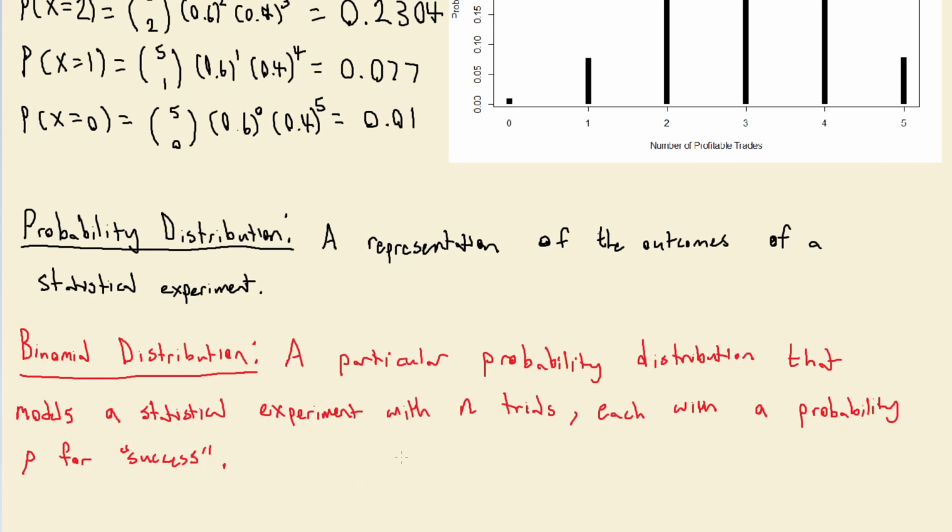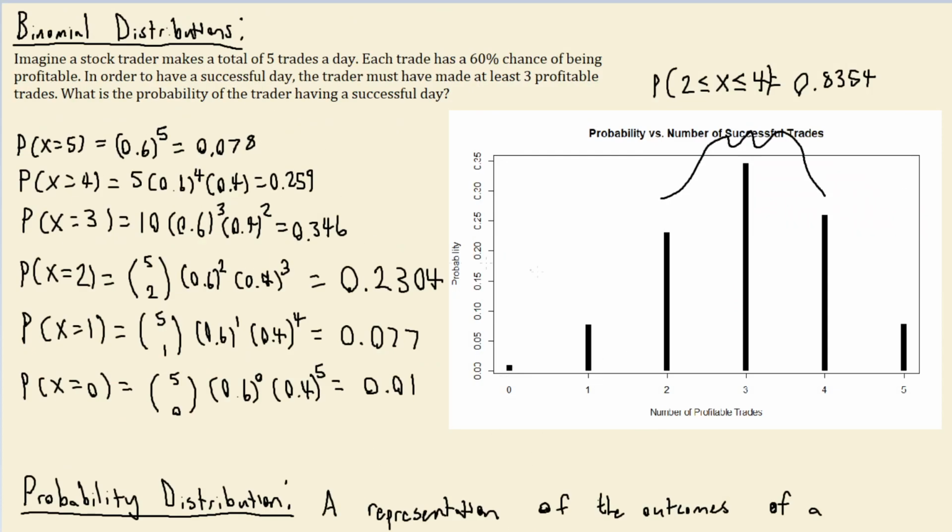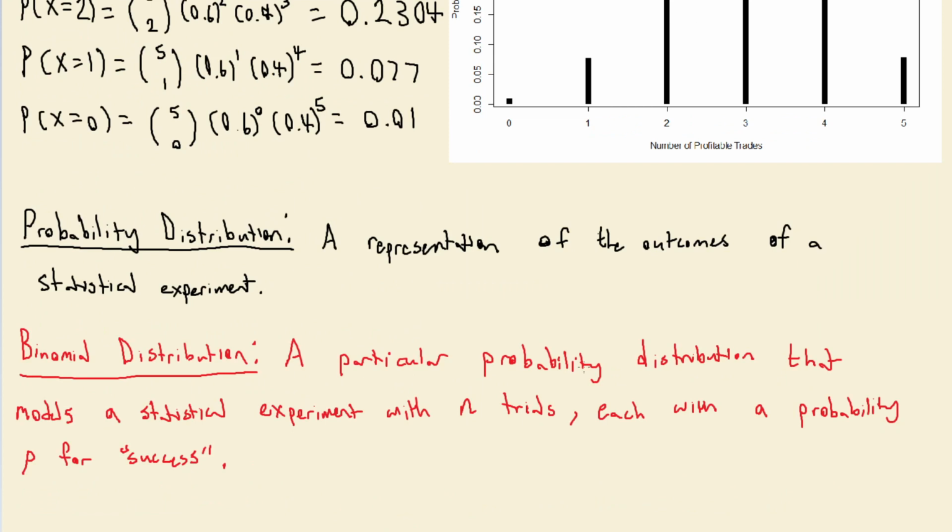And each one has a probability of p for success. Now here success is pretty arbitrary. Essentially all it's saying is that each trial only is going to have two outcomes. Here, each trade that the trader conducts only has a chance of being profitable or unprofitable, and there's no other possibility. That is one of the conditions for a binomial distribution.